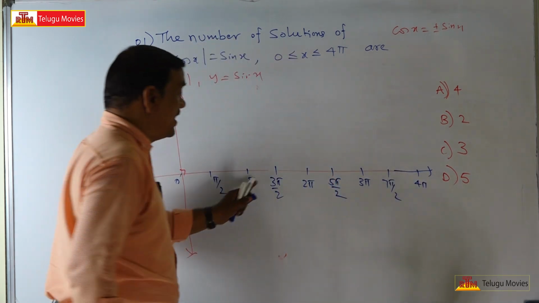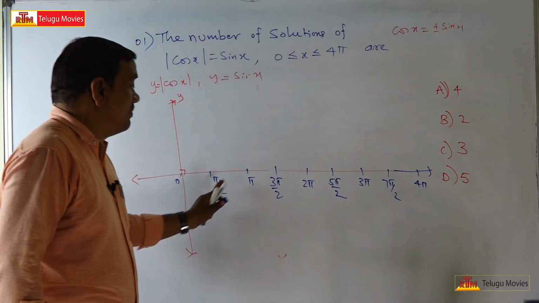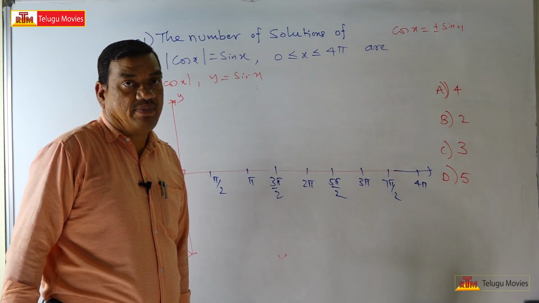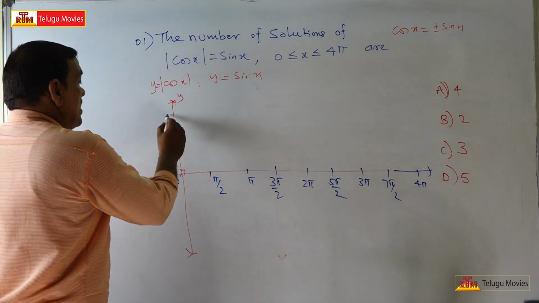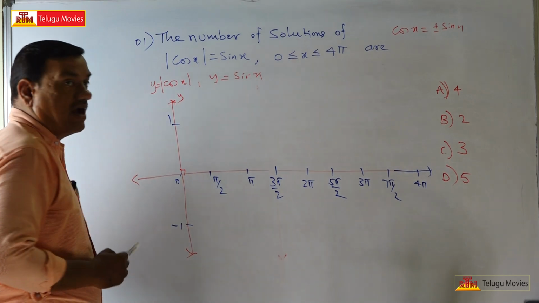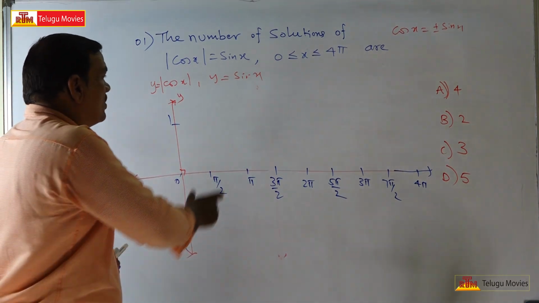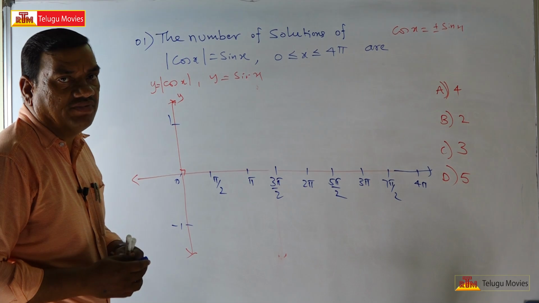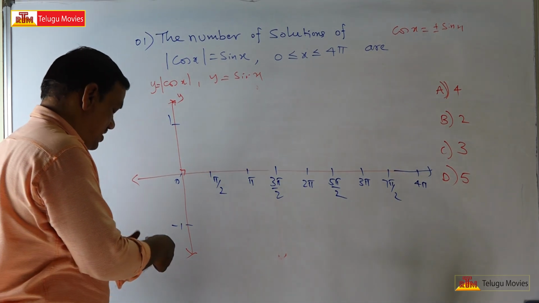So this is pi, 2 pi, 3 pi, 4 pi, and pi by 2, 3 pi by 2, 5 pi by 2, 7 pi by 2, right? So the maximum value is 1 and the minimum value is -1, right? First I will draw the graph of sin x. The sin x graph is very easy.